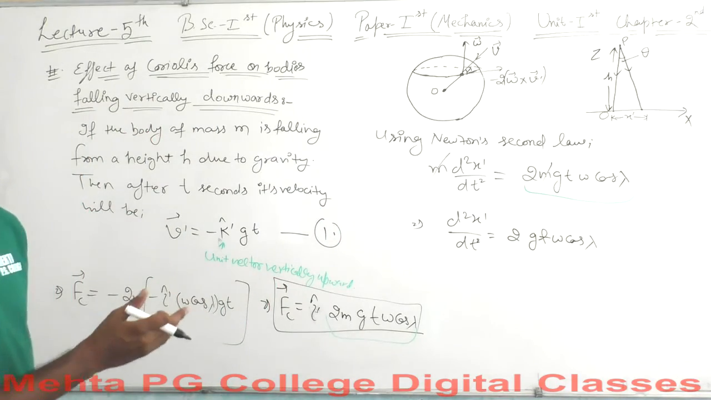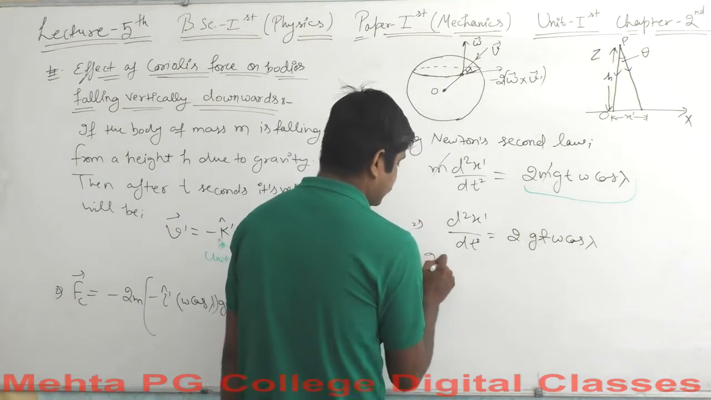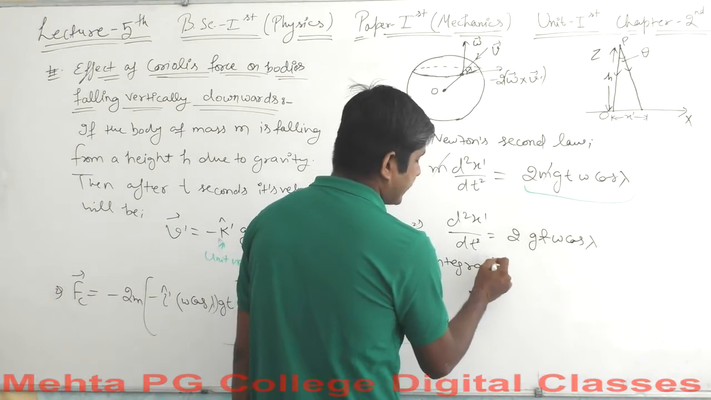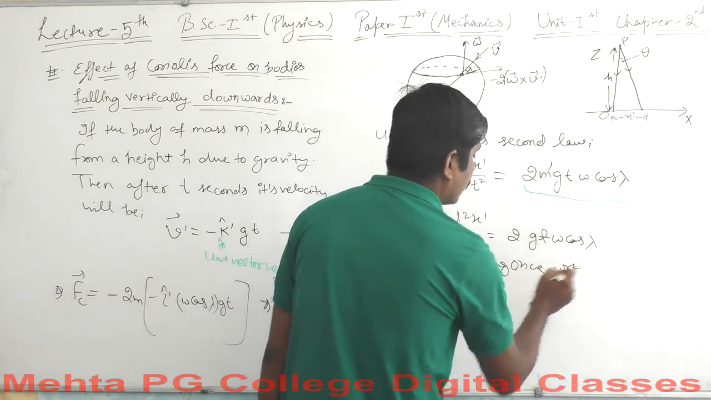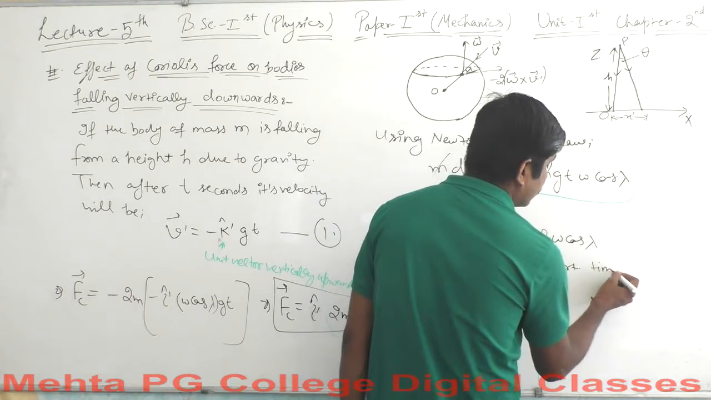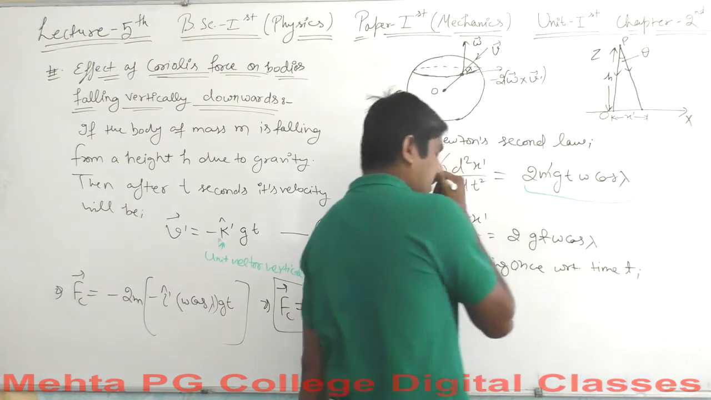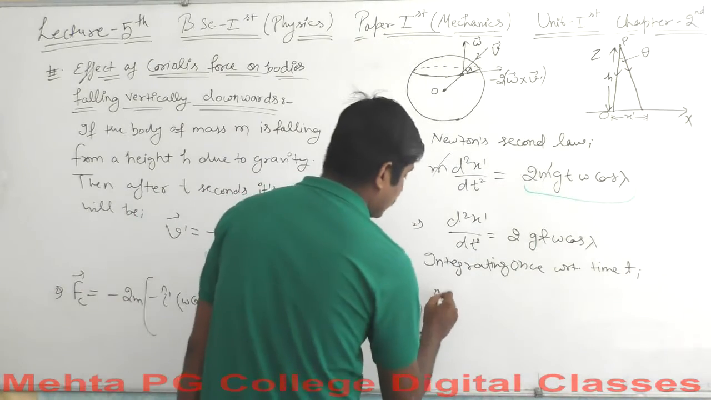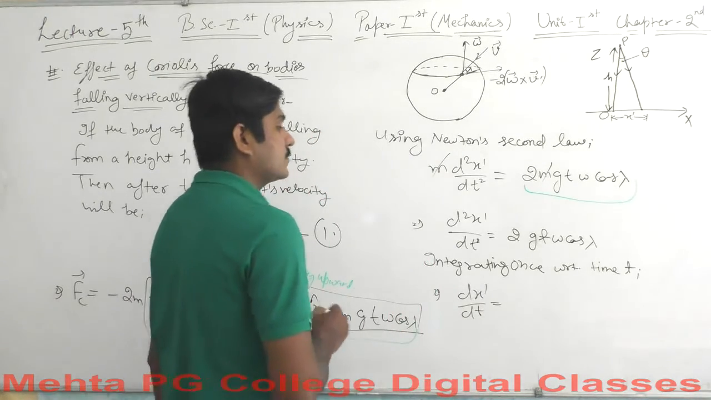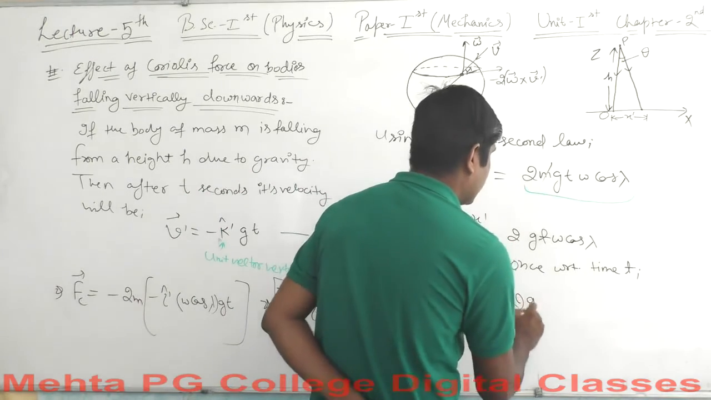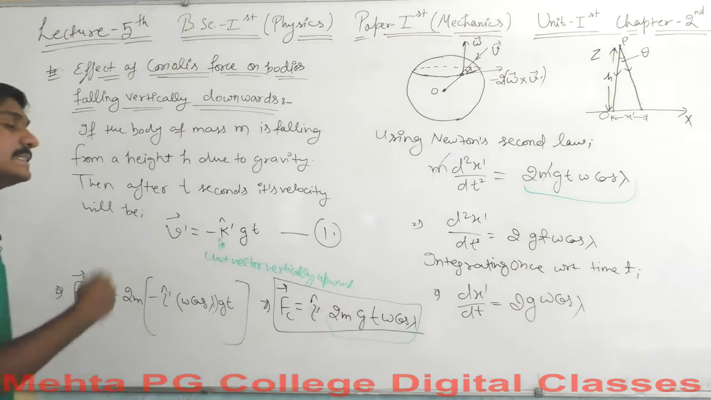So what should be the velocity here? We just simply integrate this equation and we will get the velocity. Integrating once with respect to time t, what happens exactly is that this can be written as dx dash over dt equals 2g omega cos of lambda, and this is the velocity here.